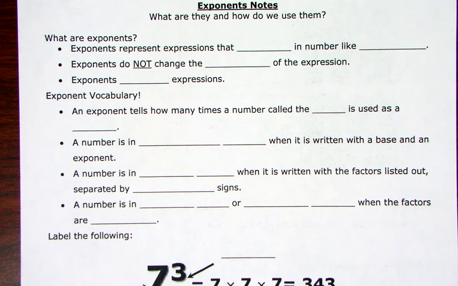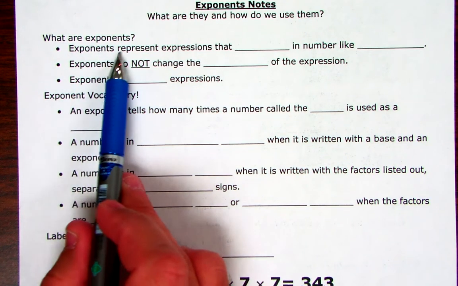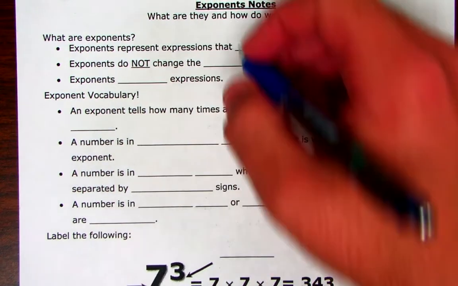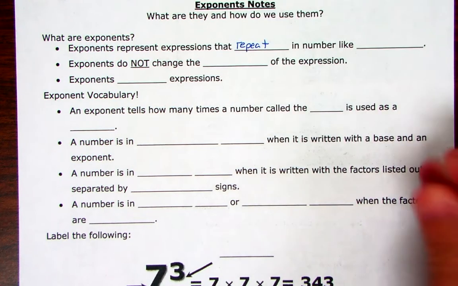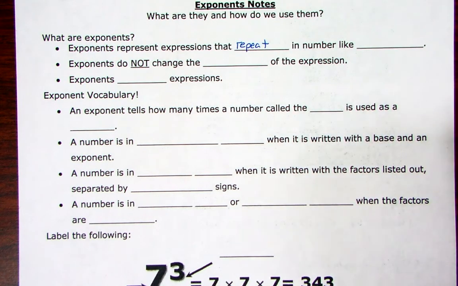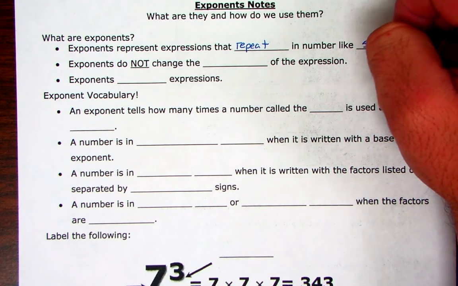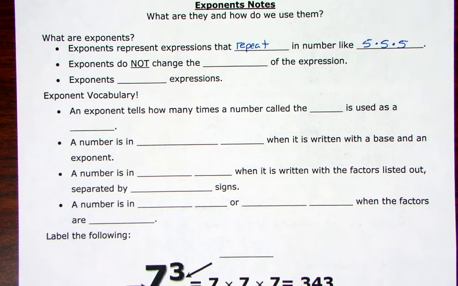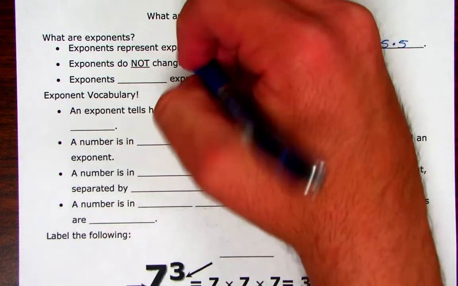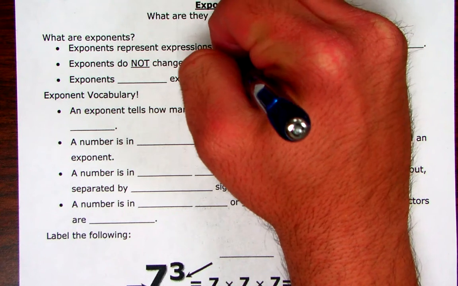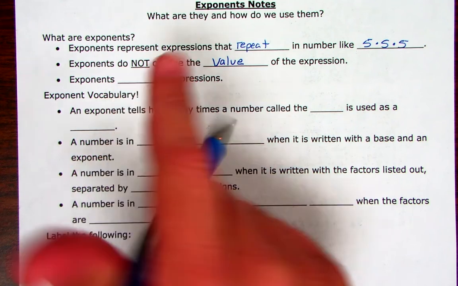What are they and how do we use them? What are exponents? Exponents represent expressions that repeat in numbers like, or for example, 5 times 5 times 5. Exponents do not change the value of the expression. Exponents simplify.